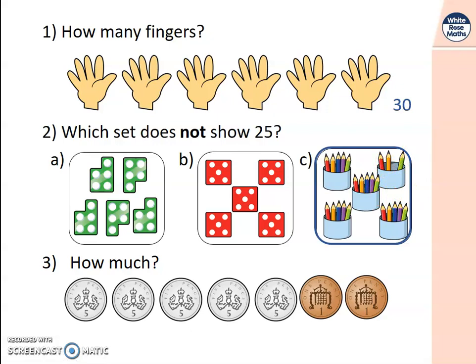How much do we have at the bottom? Let's count up in 5s. 5, 10, 15, 20, 25, 26, 27. There are 27 pence there.